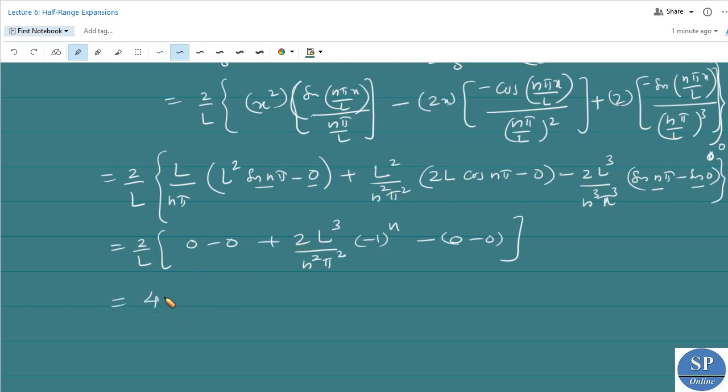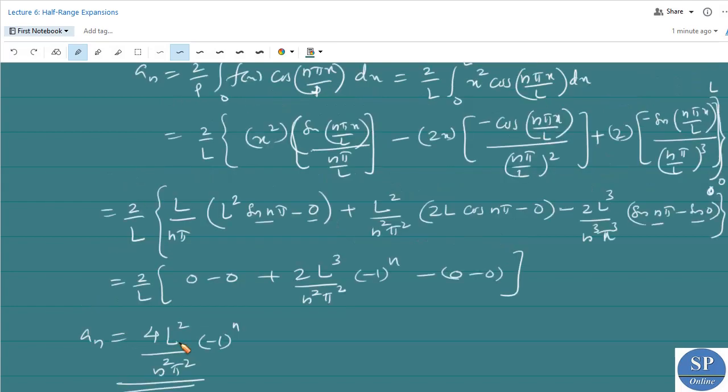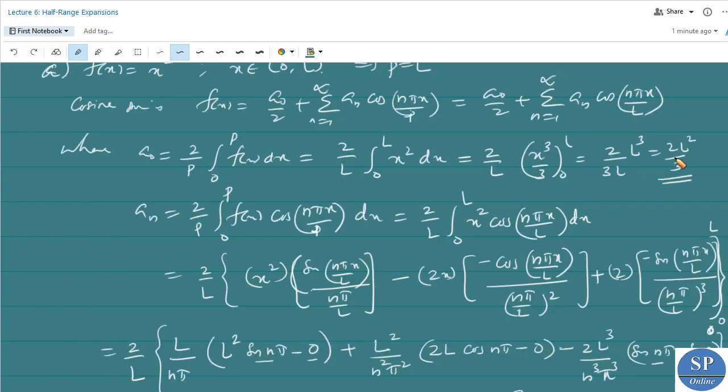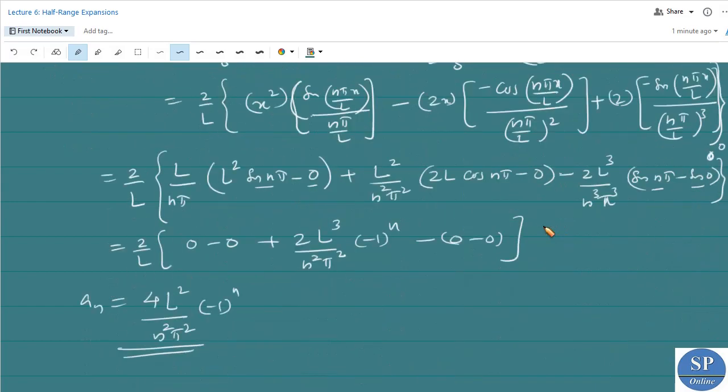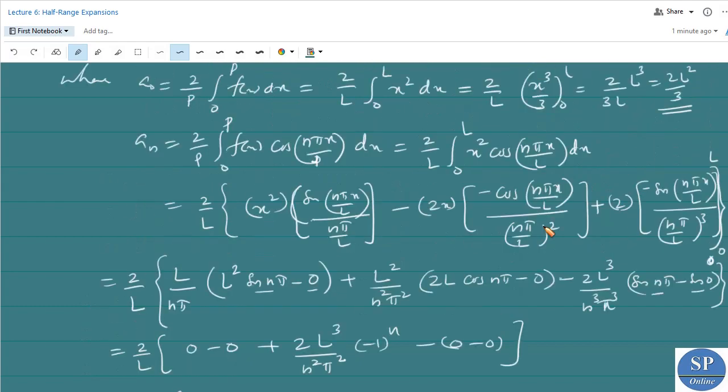L can be divided, so 4L square divided by n square pi square into minus 1 power n. This will be an. So we obtain that a naught is equal to 2L square by 3 and an is equal to 4L square by n square pi square into minus 1 power n.